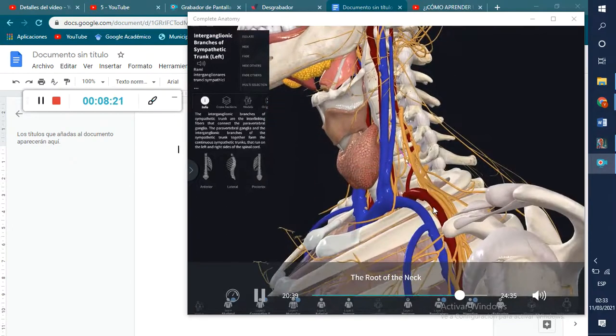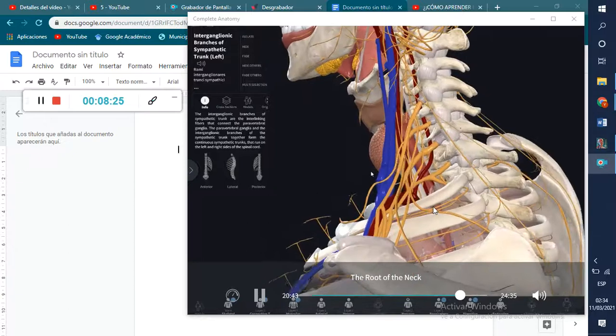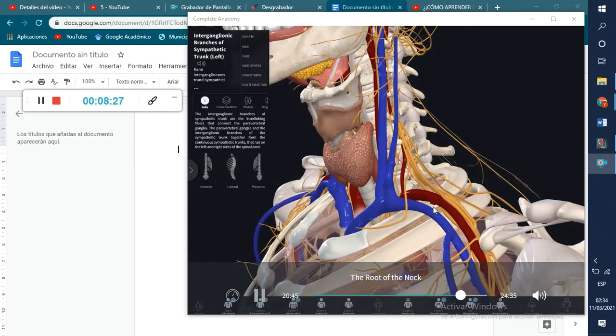You'll only find the preganglionic sympathetic fibers between T1 and L2, because that is where within the spinal cord you have the intermediolateral cell column where these preganglionic neurons for the sympathetic system sit, only between T1 and L2.